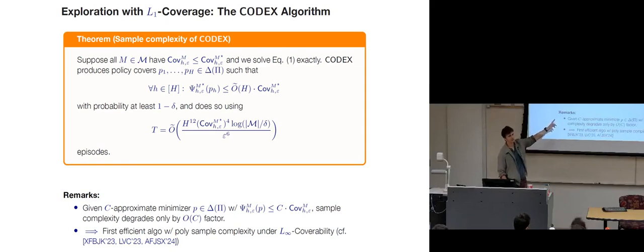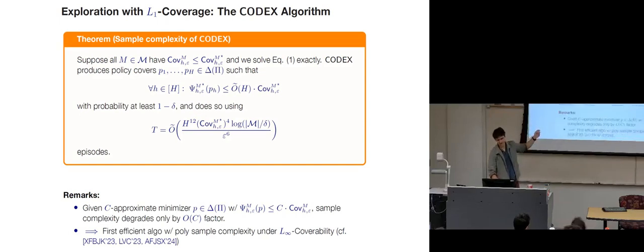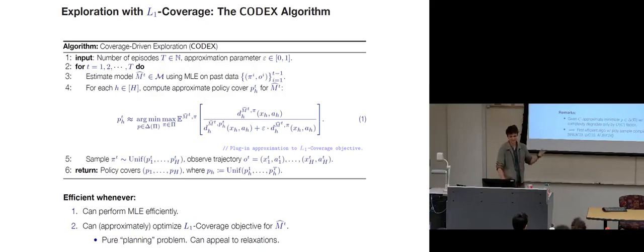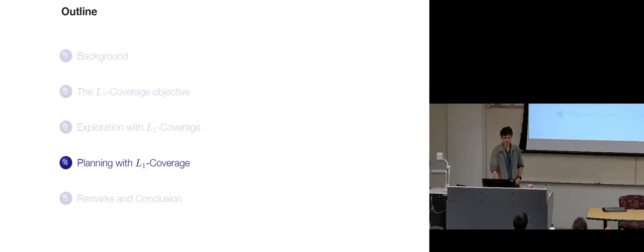This is assuming that you solve the optimization problem in equation 1 exactly. If you solve it up to a multiplicative factor C, the C just shows up in the sample complexity. So it allows for approximate optimization of this program. And if you're happy with these two oracle assumptions, this is the first efficient algorithm under this coverability setting.